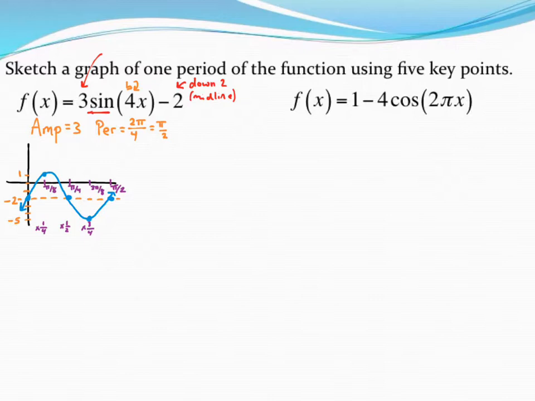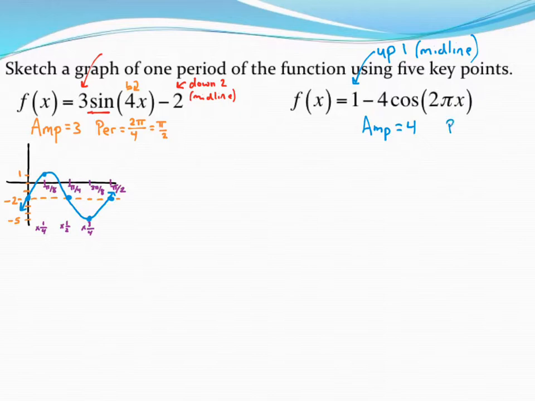Okay, so once again, I'm going to start by identifying the parts I need to know about this graph. So this 1 that's being added to the function is going to move my graph up 1. And remember, that's specifically going to affect where my midline is located. It affects where everything's located, but specifically the midline is what I'm looking for. My amplitude is my coefficient of sine or cosine, so my amplitude is 4 this time. Remember, amplitude is always positive.